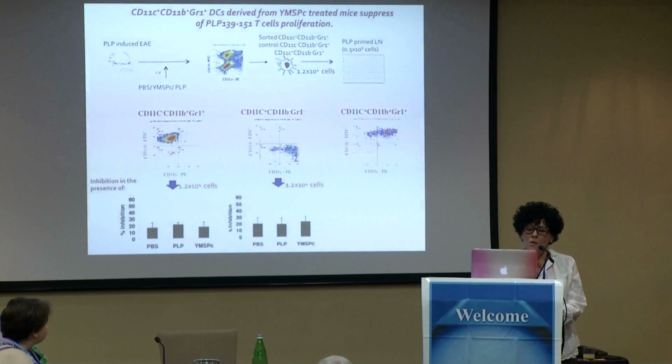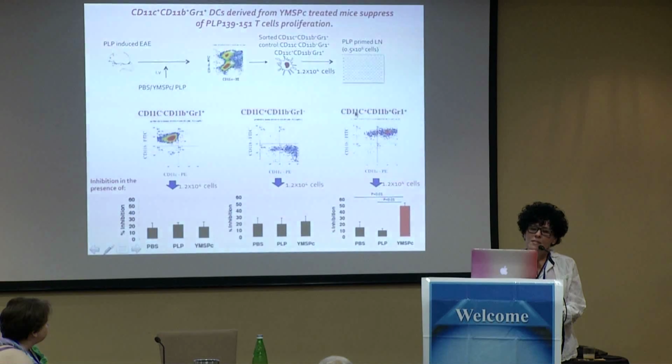As shown here, while the PBS-derived population had no effect on the proliferation of PLP primed lymph nodes, you can see here that addition of this population, CD11c, CD11b, GR1, derived from YMSPC treated mice, resulted in almost 50% inhibition of PLP cells proliferation. So in light of this efficacy of suppression in vitro, we analyzed the function of these dendritic cells in suppression of EAE in vivo.